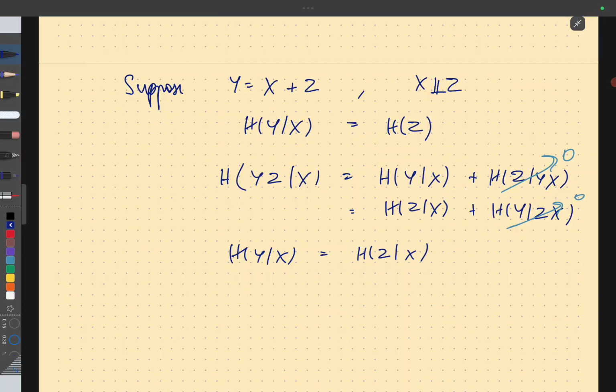But what do I know about z and x? They're independent of each other. So what is h of z given x equal to? It's equal to h of z, right? So h of y given x is equal to h of z, exactly as your intuition suggested.